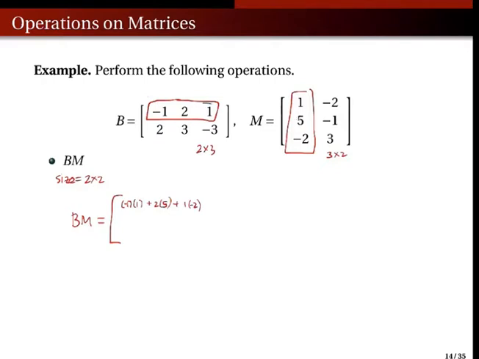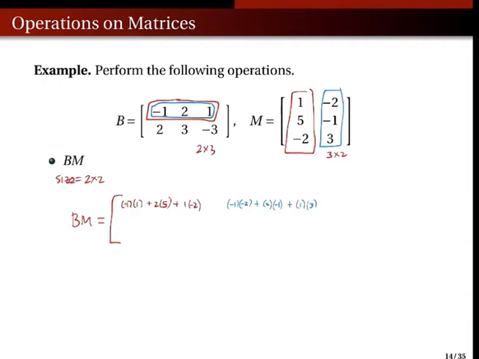And then first row, second column. So the product will be on the first row, second column in here. You have -1 times -2 plus 2 times -1 plus 1 times 3. Right?